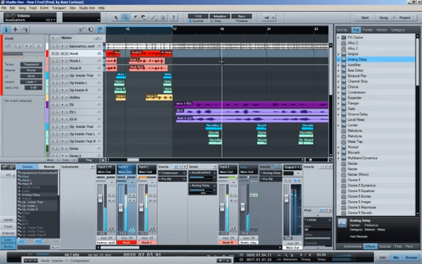Flow is everything. Hooks need to be catchy. You need to have it stick in people's heads. And how you do that is just keep it simple. Don't be talking a lot of bullshit. Just keep it original. Talk about your life, you know what I mean? Just regular shit. And yeah, hooks need to hook the people.